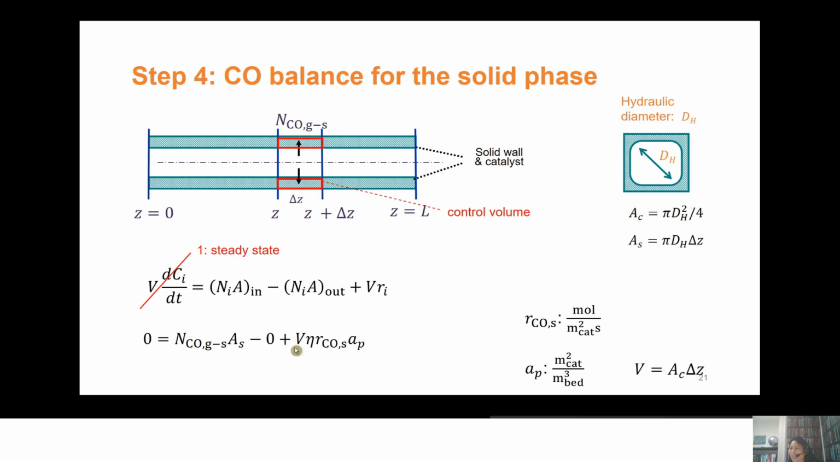Just be careful with the units. This term here is per unit area, so we multiply it by the surface area to volume ratio, which is area per volume, and then we multiply it by the volume of the bed.